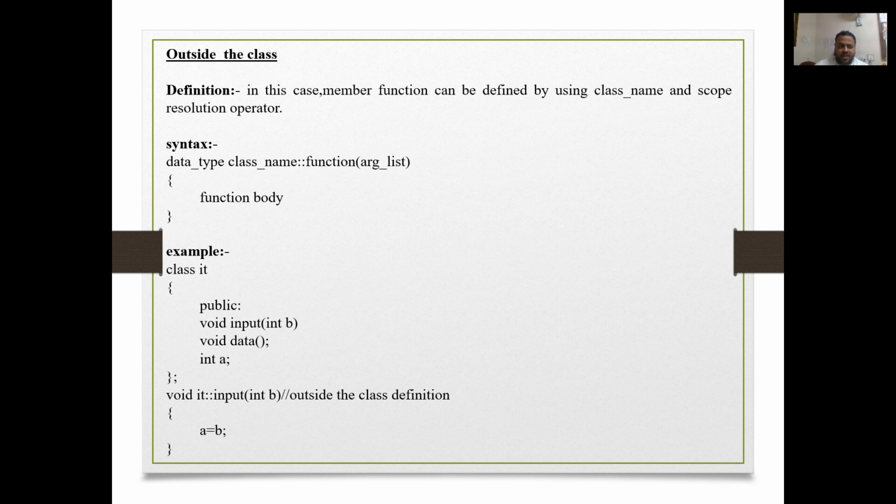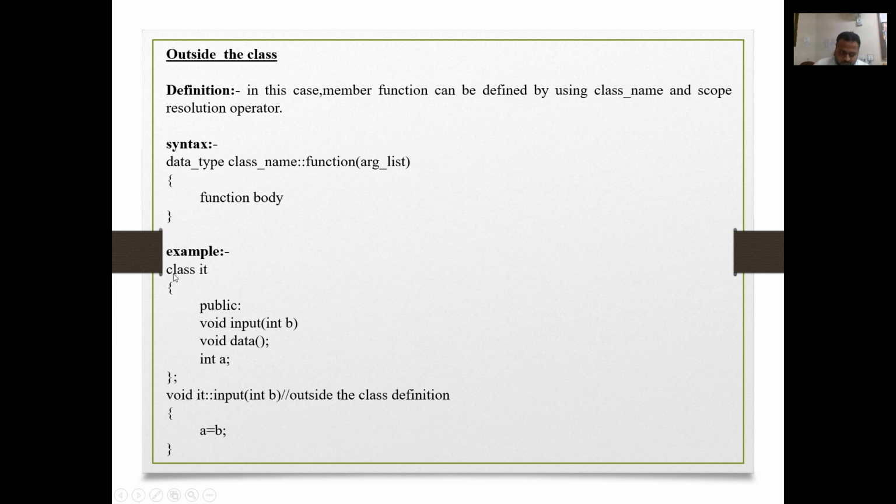Now, defining the function outside the class. In this case, the member function can be defined by using the class name and scope resolution operator. Whenever you define any kind of function outside the class, at that time you have to use these four dots, that is called the scope resolution operator. Data type, then class name, then function, then argument list. Curly braces on, then function body and curly braces off.